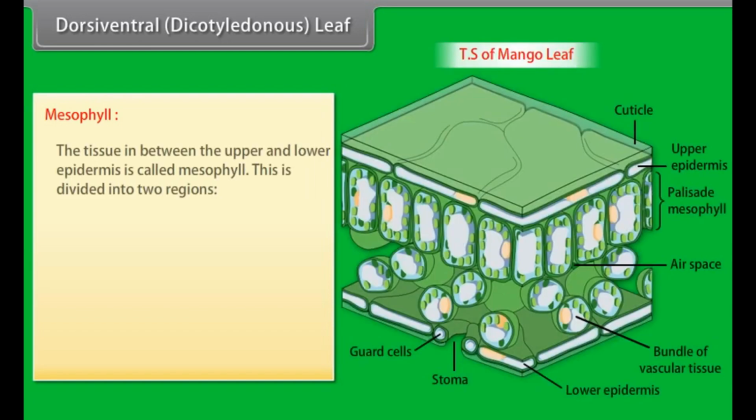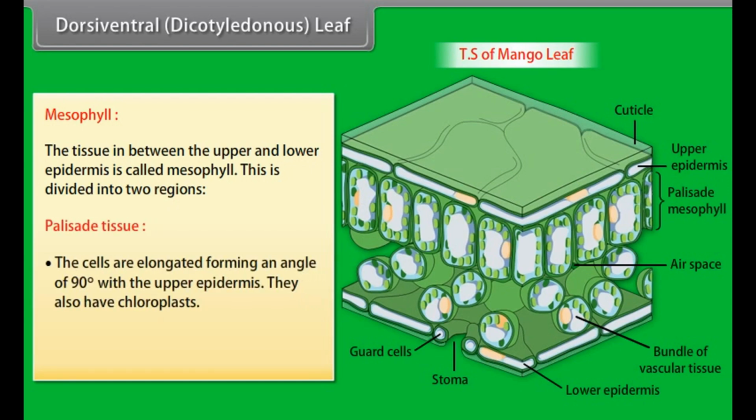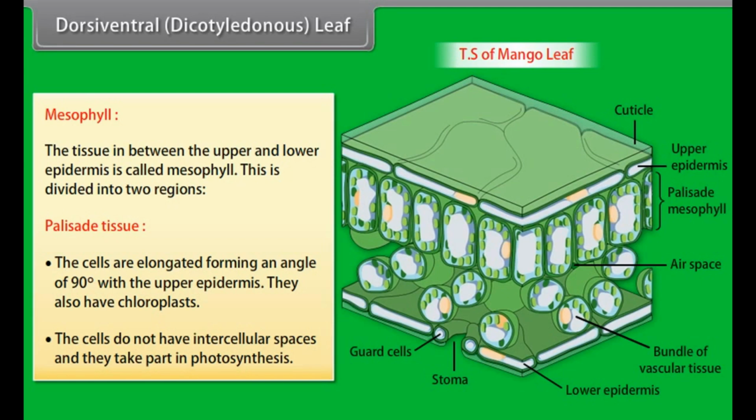Mesophyll. The tissue in between the upper and lower epidermis is called mesophyll. This is divided into two regions. Palisade tissue. The cells are elongated, forming an angle of 90 degrees with the upper epidermis. They also have chloroplasts. The cells do not have intercellular spaces and they take part in photosynthesis.